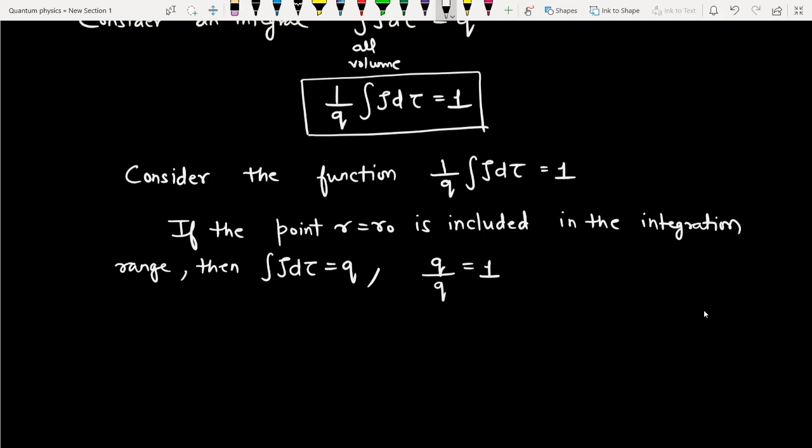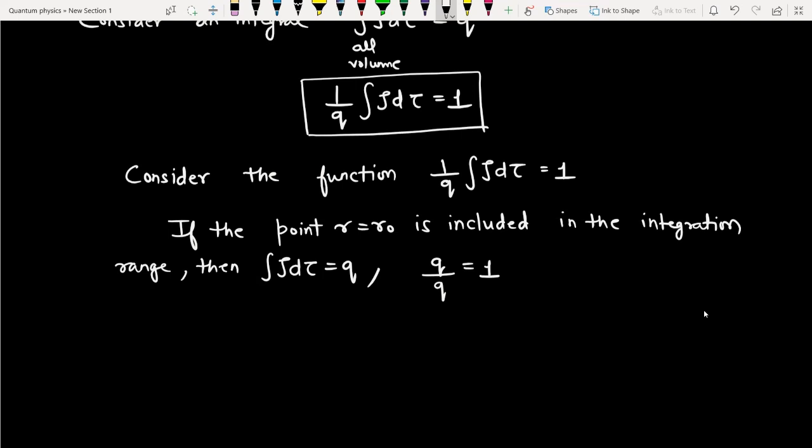Now what happens if the point r equal to r naught is not included in this function? Obviously, if the point r equal to r naught is not included in this function, then this integration of rho d tau would be 0, because there is no charge in the integration range. Since we have only a point charge at position vector r equal to r naught, if that point is not included in the integration range, then this integral rho d tau would be 0, and then this function would be 0.